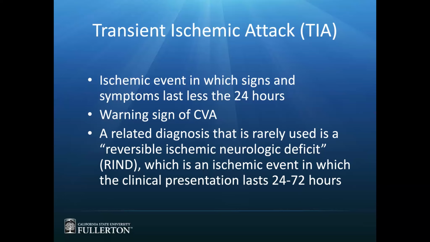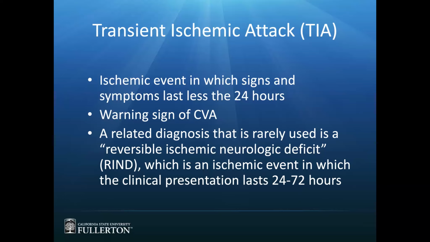There is also this, and I should probably take it out of the slide because frankly, I haven't seen it in a medical chart for some time, but there is something that's sort of related to a TIA, and it's called a reversible ischemic neurologic deficit. It's just like what I described already, but the signs and symptoms disappear within a little longer window of time, within 24 to 72 hours. More than 72 hours, it would be classified as a CVA.